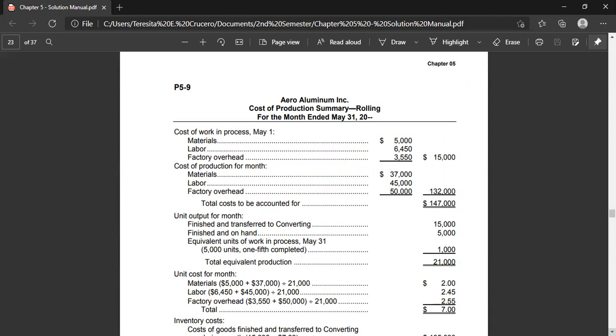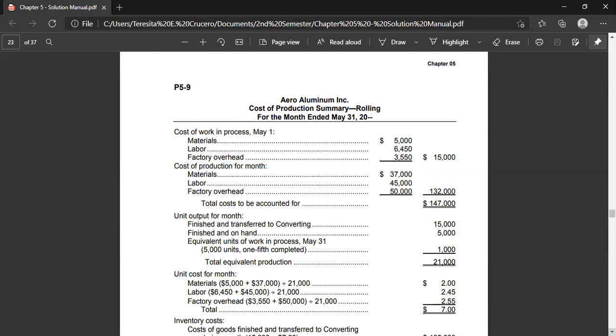The cost of the work in process on May 1, then incurred during the month enrolling materials 37,000, labor 45,000, and factory overhead for 50,000. So the total of 132,000, including the cost of the work beginning. So we have now the total cost to be accounted for is 147,000. These are the costs to be accounted for in the rolling department.